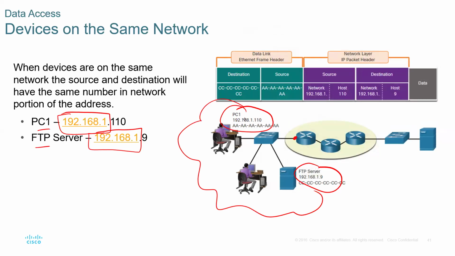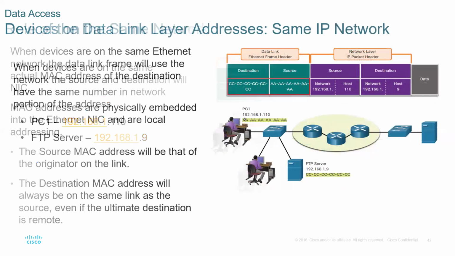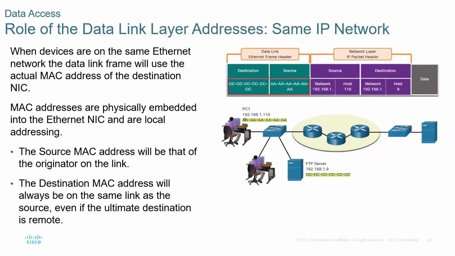So an IP address has a network portion and a host portion. Then we have the MAC address. The MAC address is another type of address that we use to identify devices in a network.